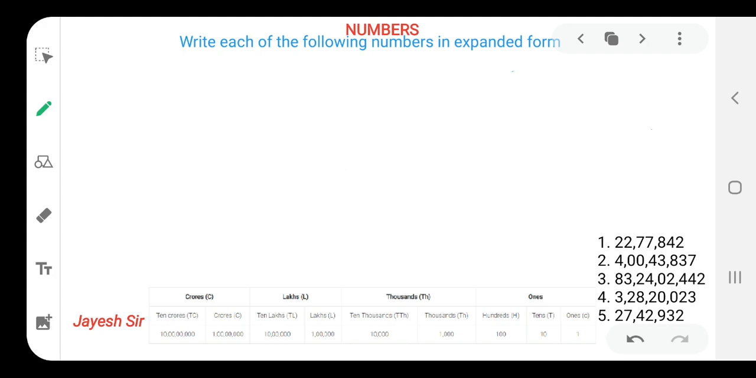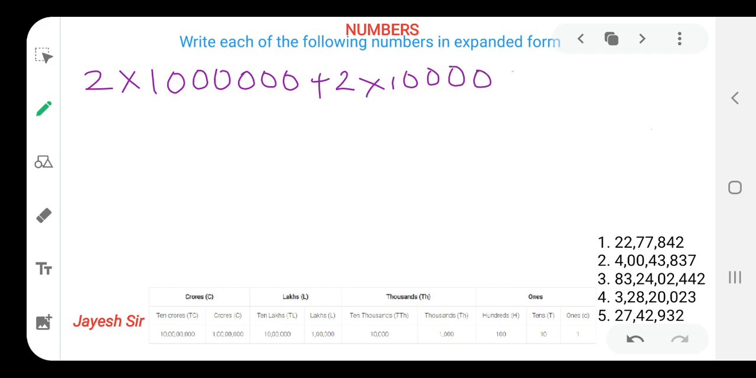So let's begin with our first sum, that is 22,77,842. That's very simple, friends. 2 should be multiplied with 1 followed by how many zeros? 6 zeros should be there: 1, 2, 3, 4, 5, 6. Plus 2 multiplied by 1 followed by 5 zeros. 1, 2, 3, 4, 5.